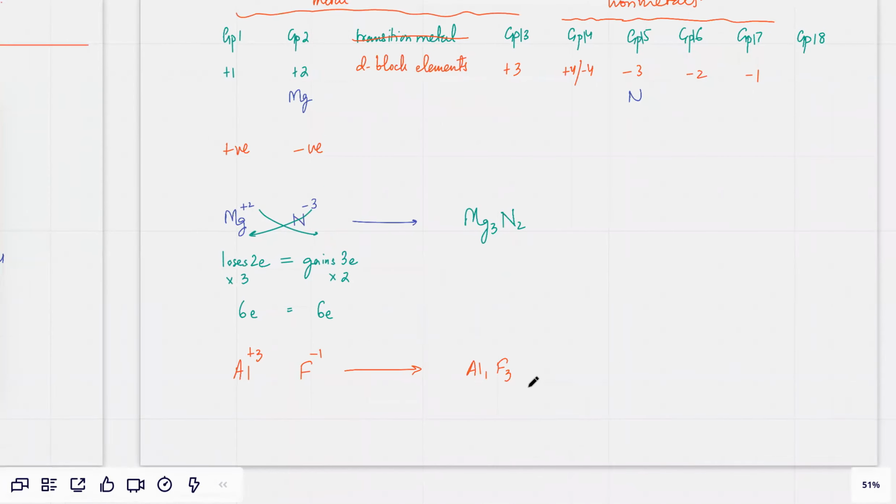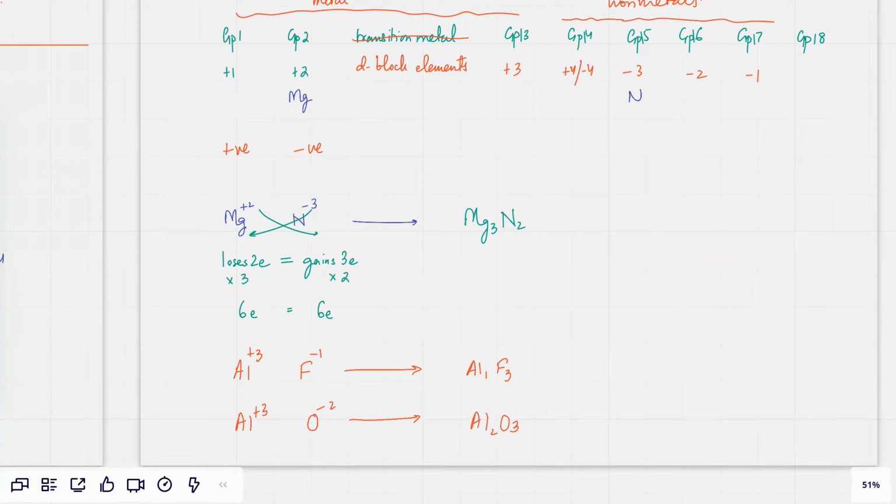So what about Al and O? Now Al is +3. O is in group 6. So that means it's going to be -2. Al2O3. Okay, so this one is going to be Al2 and O3. So that's the formula of the ionic compound.